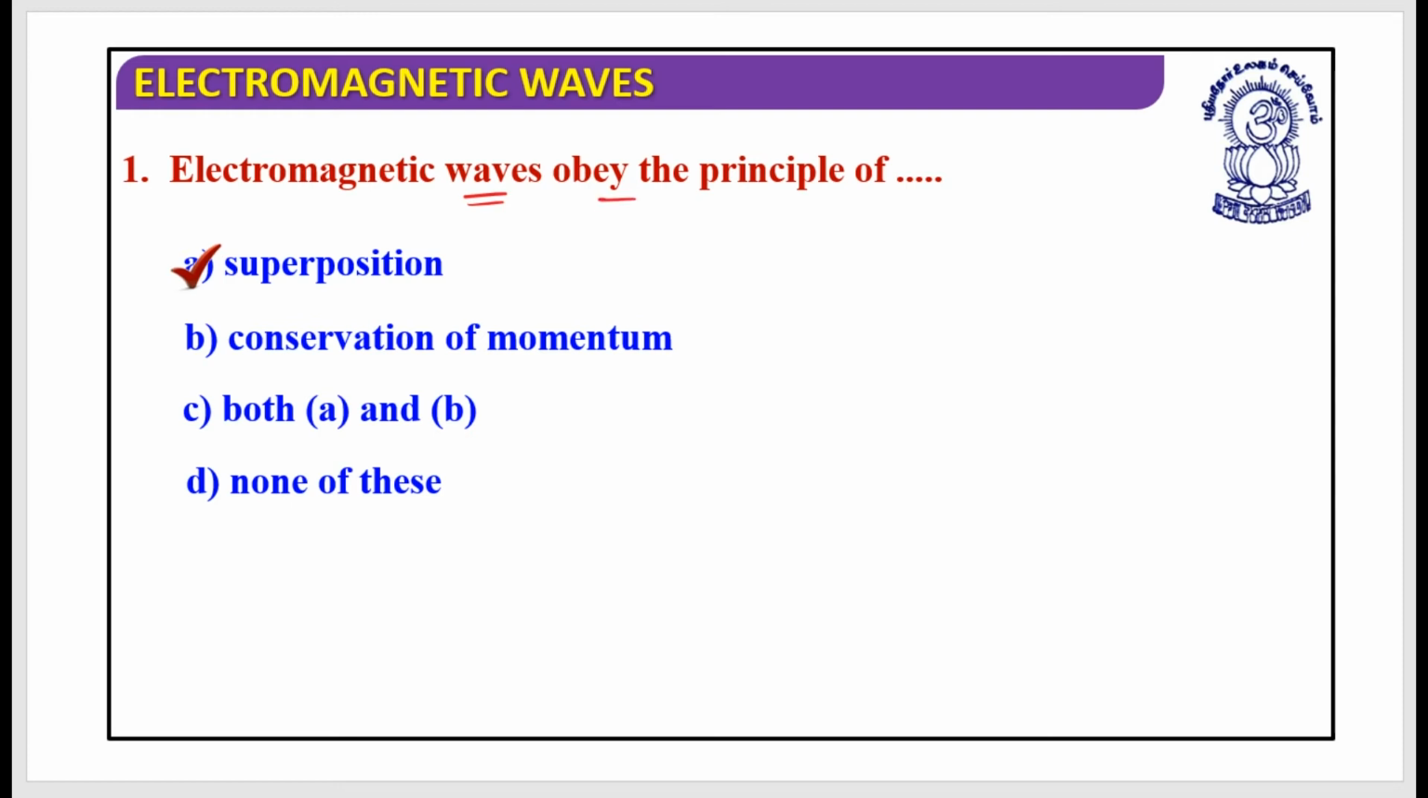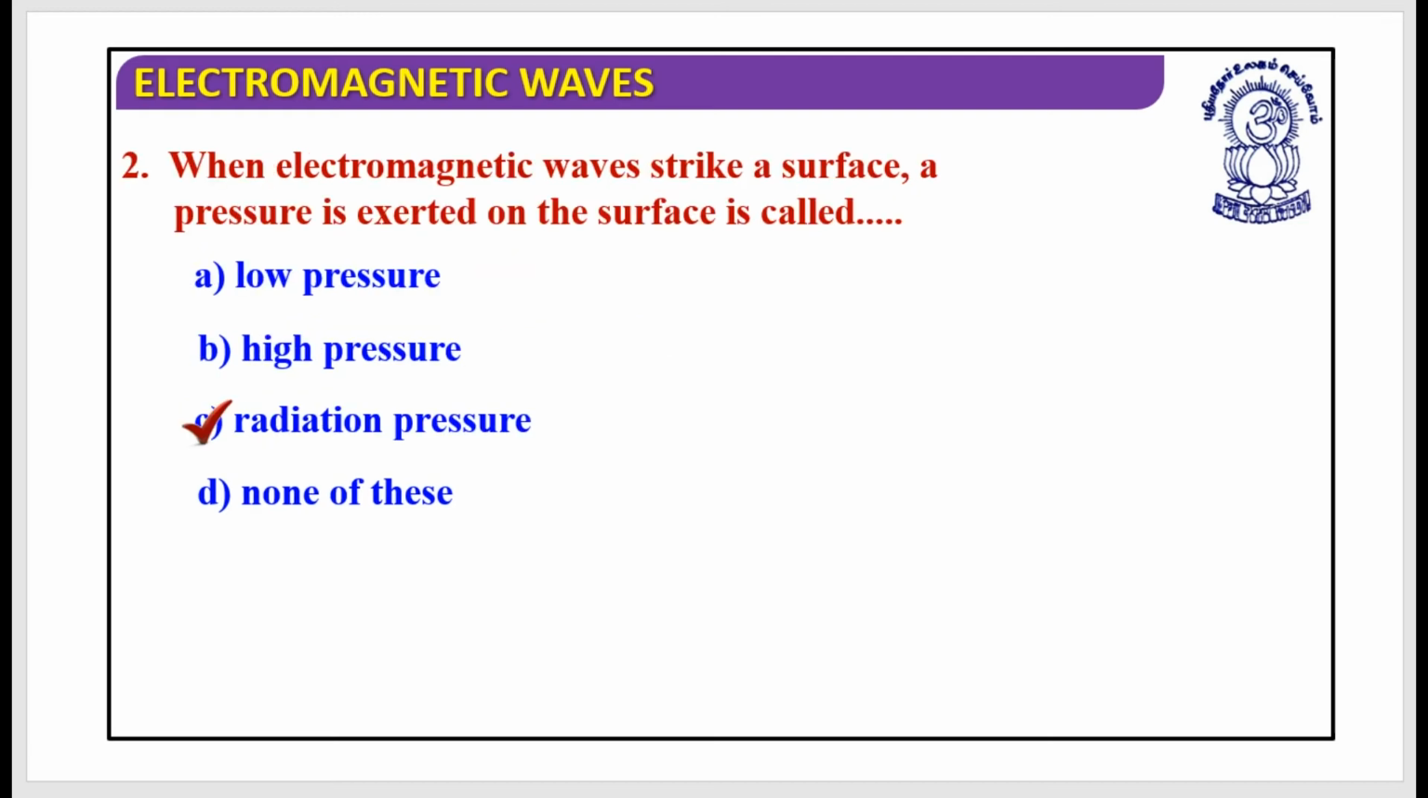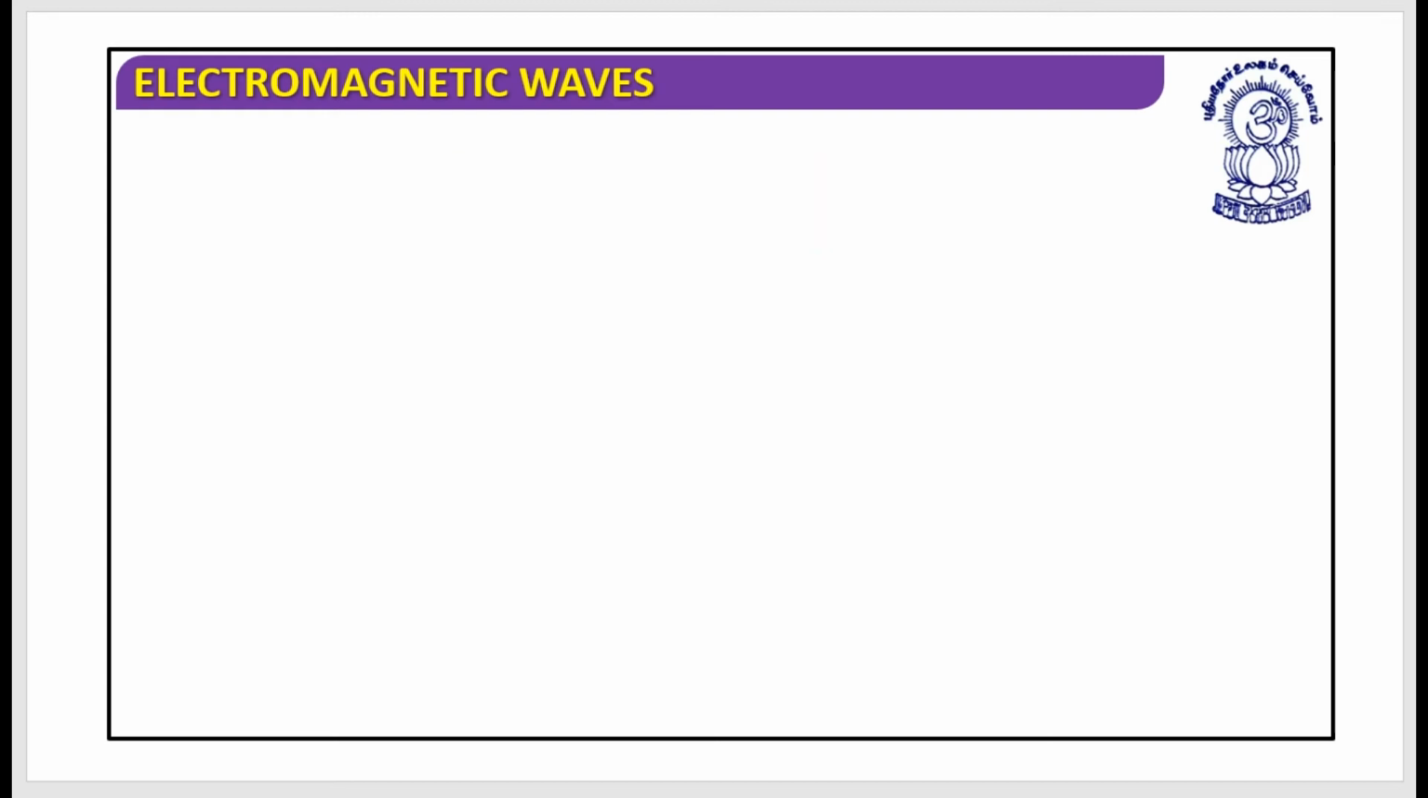Electromagnetic waves obey the principle of, yes, they obey the principle of superposition. Next, when an electromagnetic wave strikes a surface, a pressure is exerted on the surface, and that pressure is what we call the radiation pressure. I hope this is clear. Is it clear? Great. Now are you ready for the question? Let's have a look.